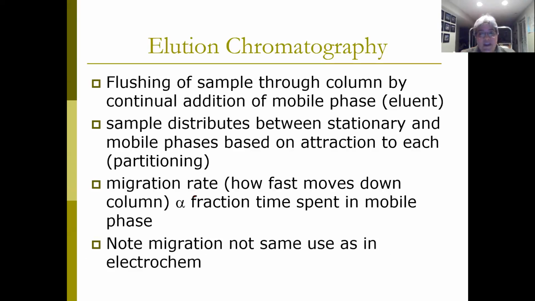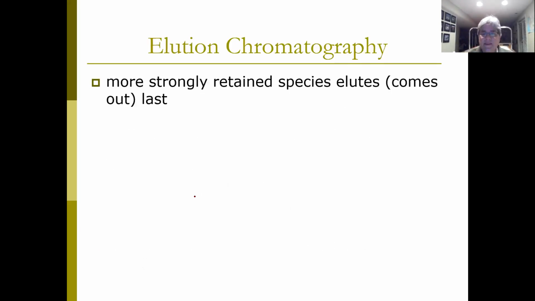Unfortunately, migration in chromatography is not the same as electrochemistry. Remember, in electrochemistry, migration is when I have a charged electrode, say a plus electrode, and then minus ions being attracted. So in electrochemistry, migration is attraction of ions. In chromatography, migration just means moving down the column.